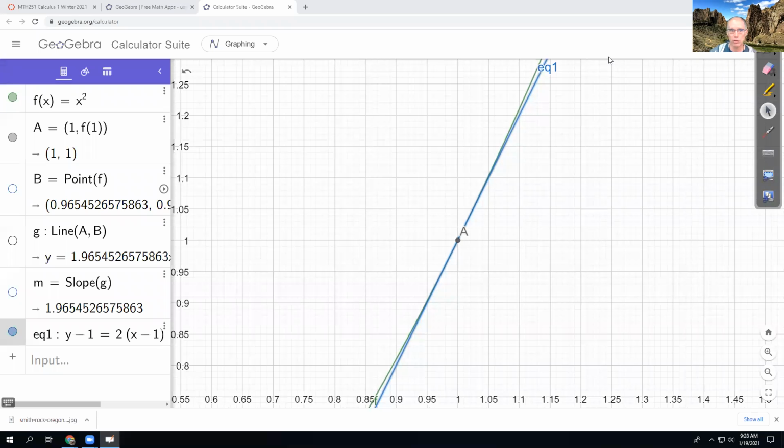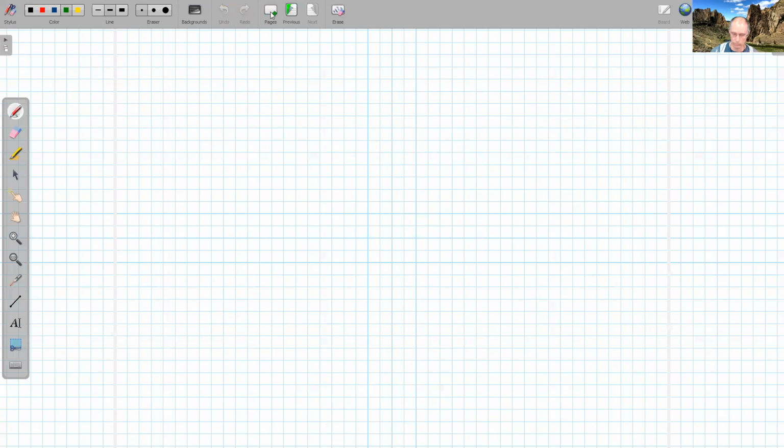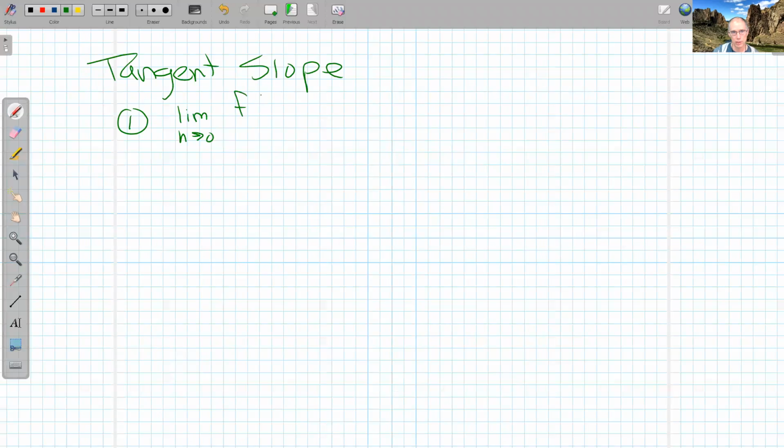We have two different options when we're finding a slope at a point. Tangent slope. And there's no particular order to this. I'm going to use the h notation instead of the delta x. One is take the limit as h approaches 0 of f of x plus h, I had a delta x there earlier, minus f of x, divided by h. So h and delta x are the same thing.